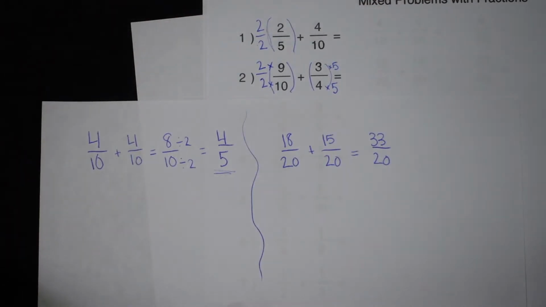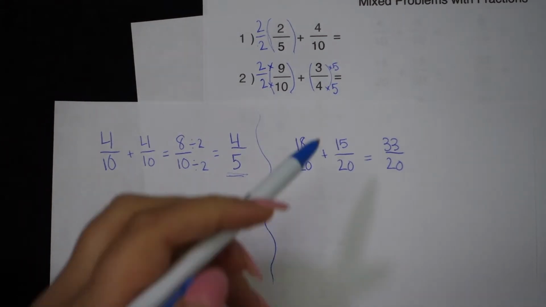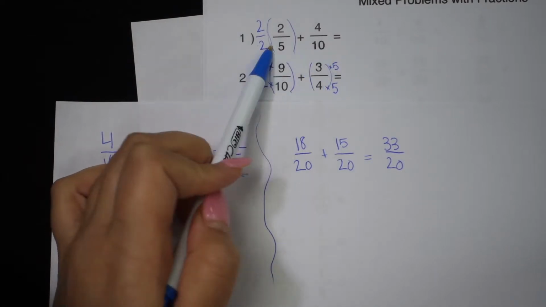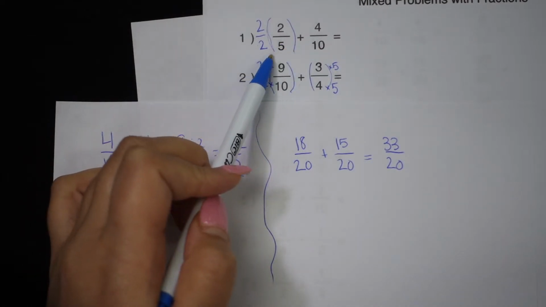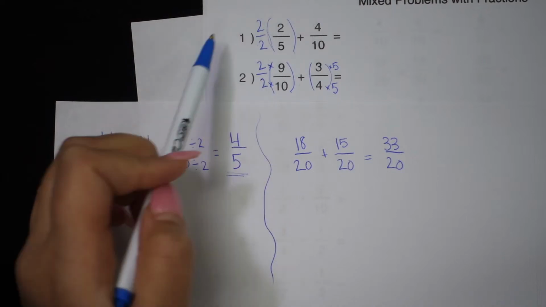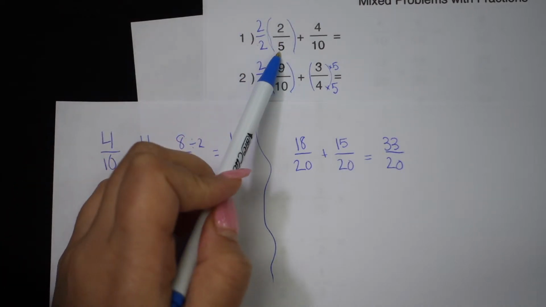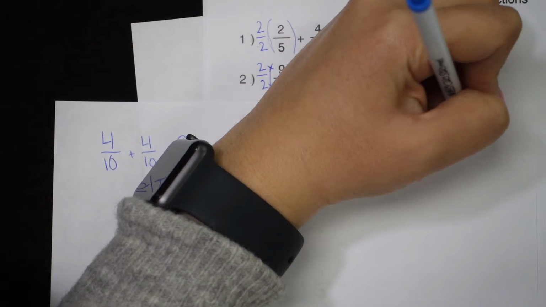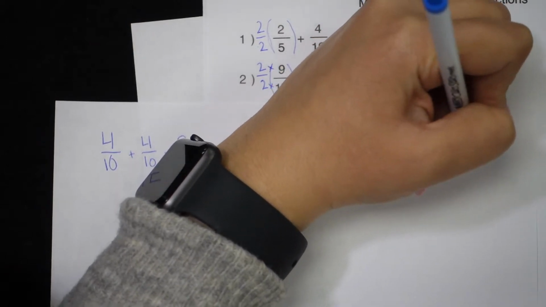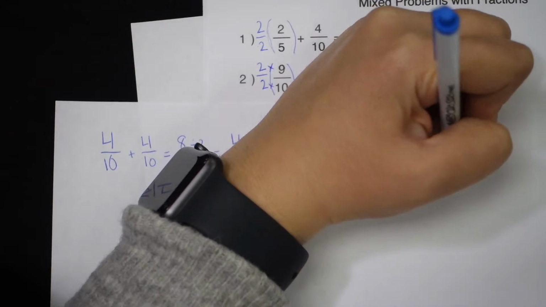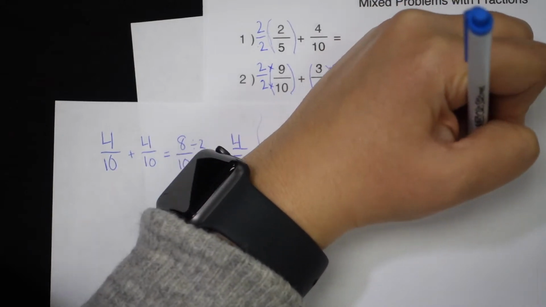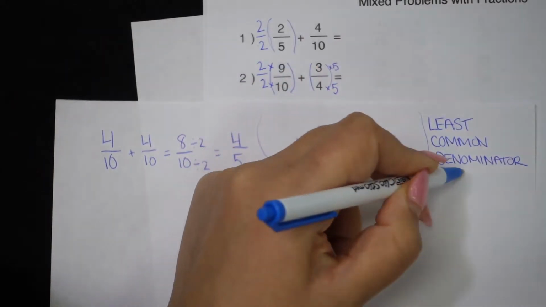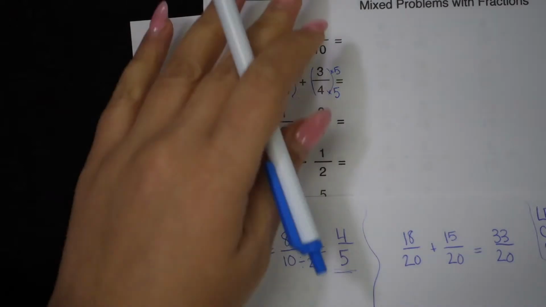So the main idea to remember here is that when you're adding fractions, you have to make sure that the denominator is the same. So multiply by whatever number it takes, and whatever you do to the bottom, do it to the top as well. But you just have to make sure that you get a least common denominator. So least common. This is very important when solving addition of fractions.